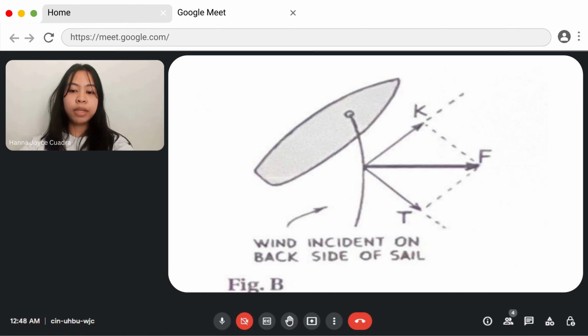The keel of a sailboat is a sort of fin on the bottom of the boat. It helps prevent the boat from moving sideways in the water. The wind force on the sail can be resolved into two components. One component, K for keel, is parallel to the keel. The other component, T for tip, is perpendicular to the keel, as shown in figure B. Only the component K contributes to the motion of the boat. The component T tends to move the boat sideways and tip it over.